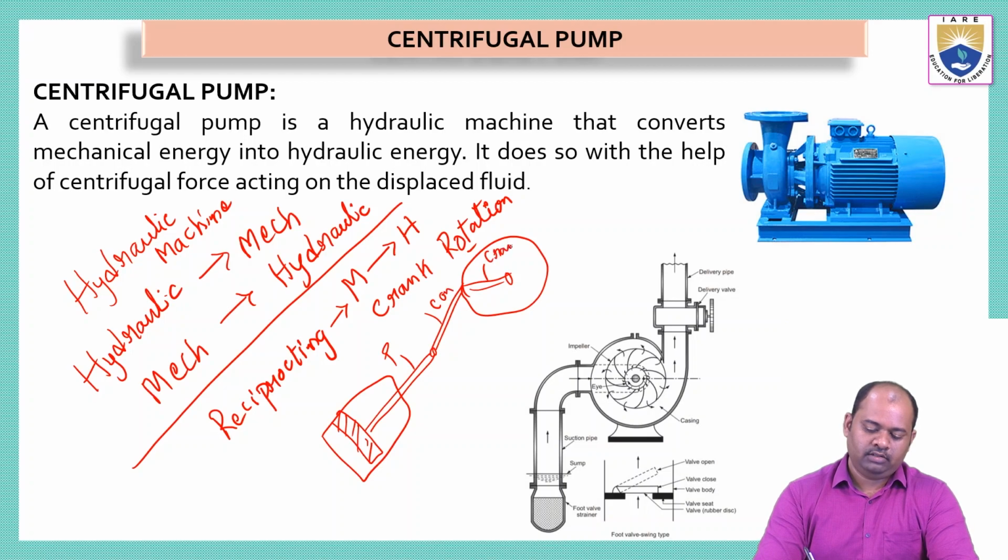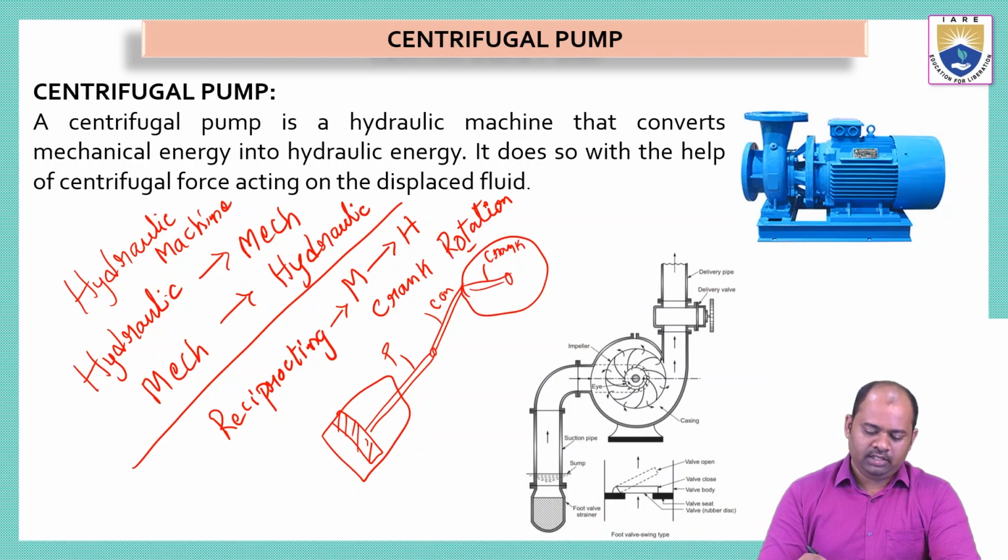So when this crank wheel rotates in clockwise or anti-clockwise direction, then what happens? The piston will be moved to and fro. That means the piston can move towards the inner dead center and also towards the outer dead center. Now in this manner, with the rotation of crank, we can actually convert the mechanical energy into hydraulic energy.